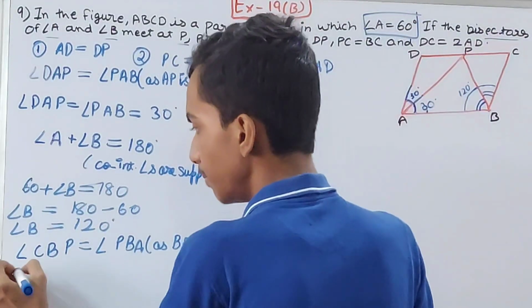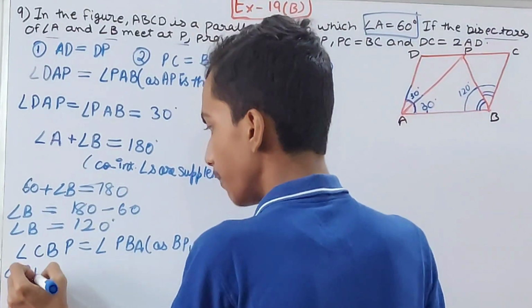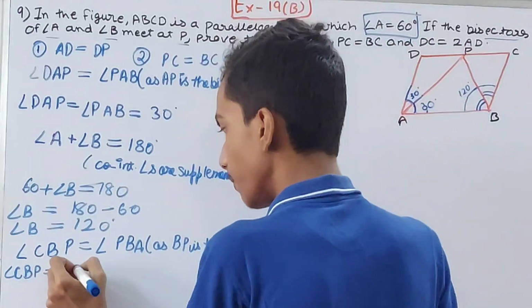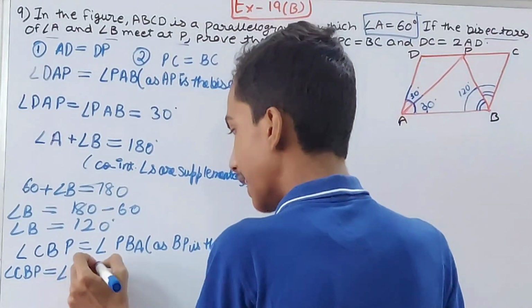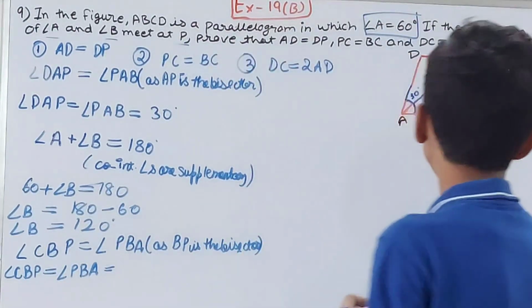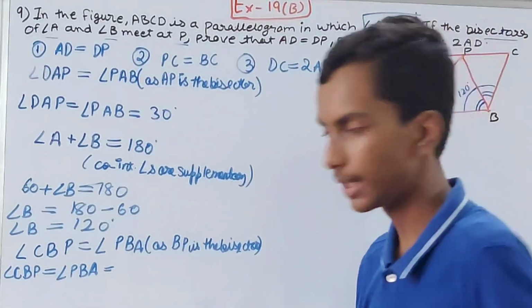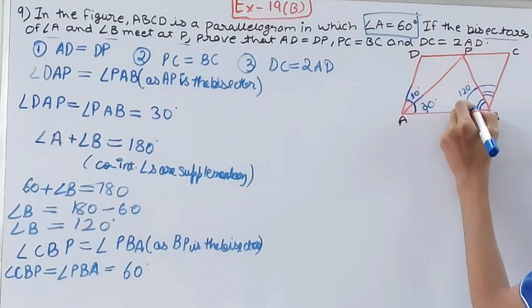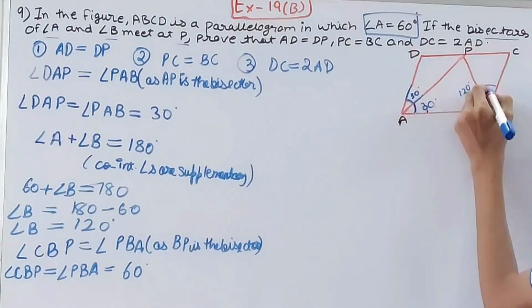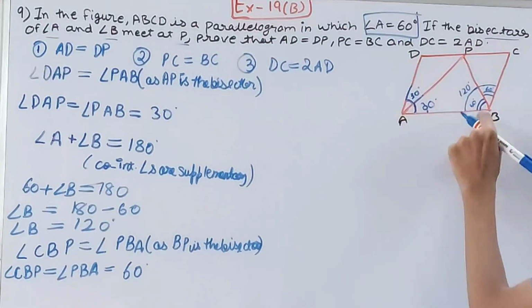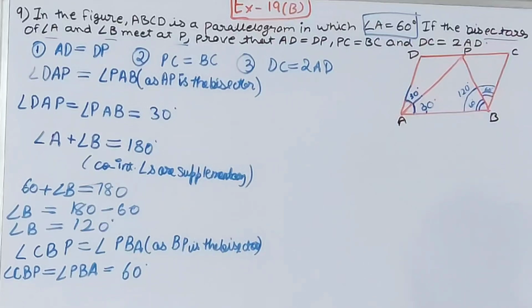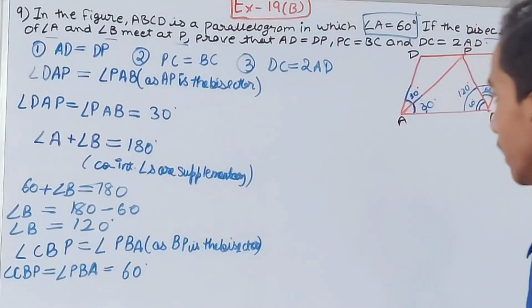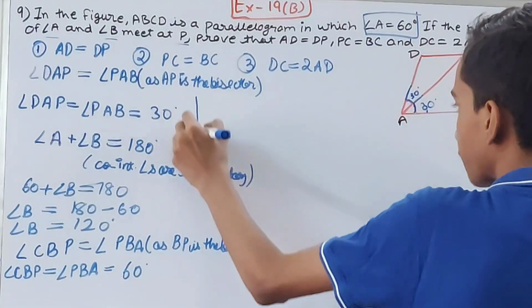That means angle CBP will be equal to angle PBA, that will be equal to half of 120 degrees, that is 60 degrees. So one part here has 60 degrees, another part is also 60 degrees. Okay, two parts of 60 degree angles. Fine. Now let's come to the other side.